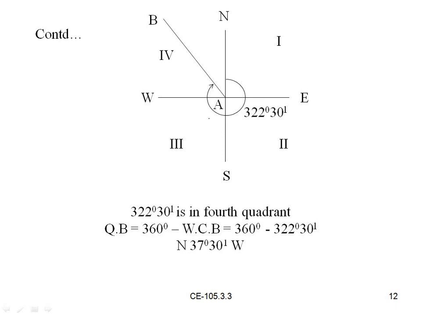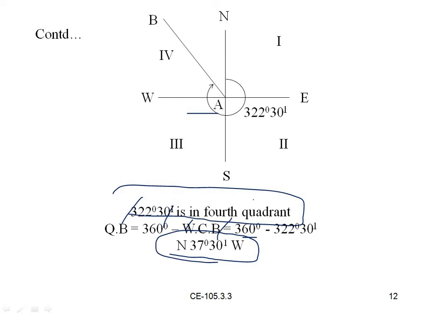And the next one is 322 degrees 30 minutes, which is in the fourth quadrant. That is, quadrantal bearing is equal to 360 degrees minus whole circle bearing, which is 360 degrees minus 322 degrees 30 minutes. So here this is North 37 degrees 30 minutes West.